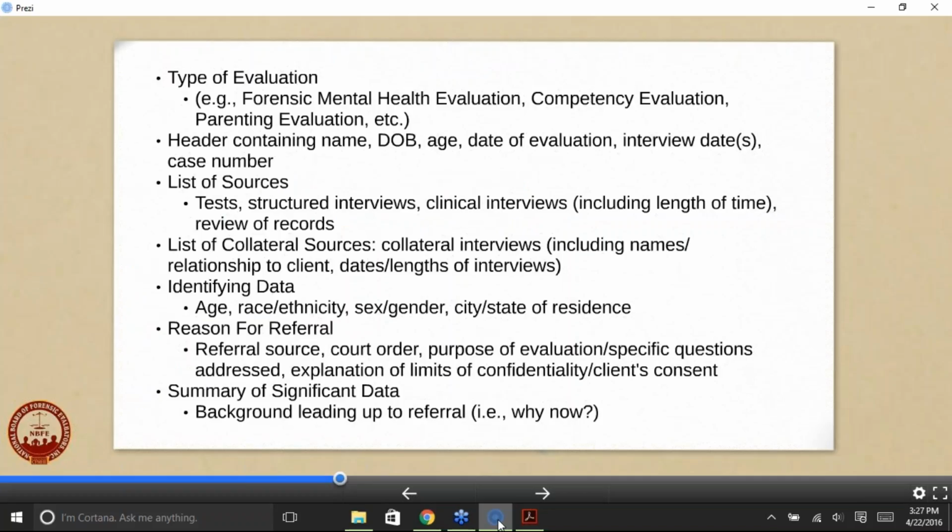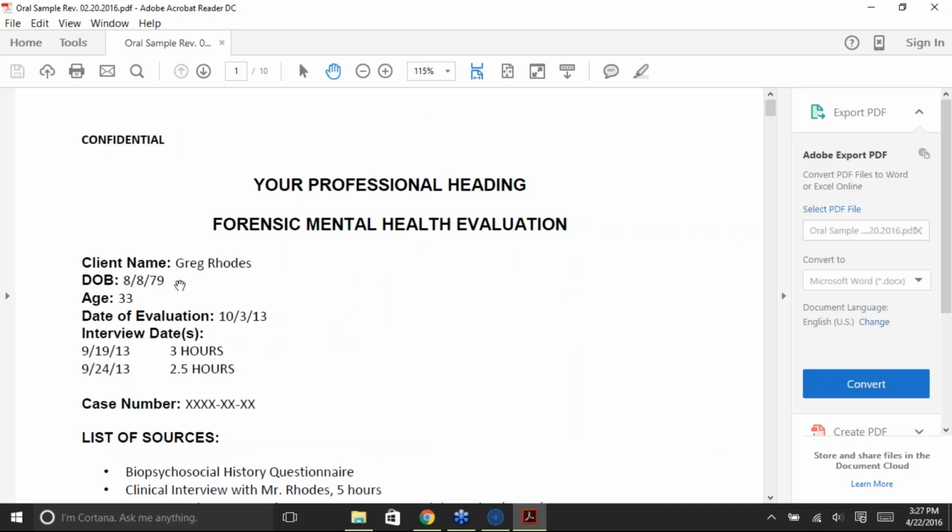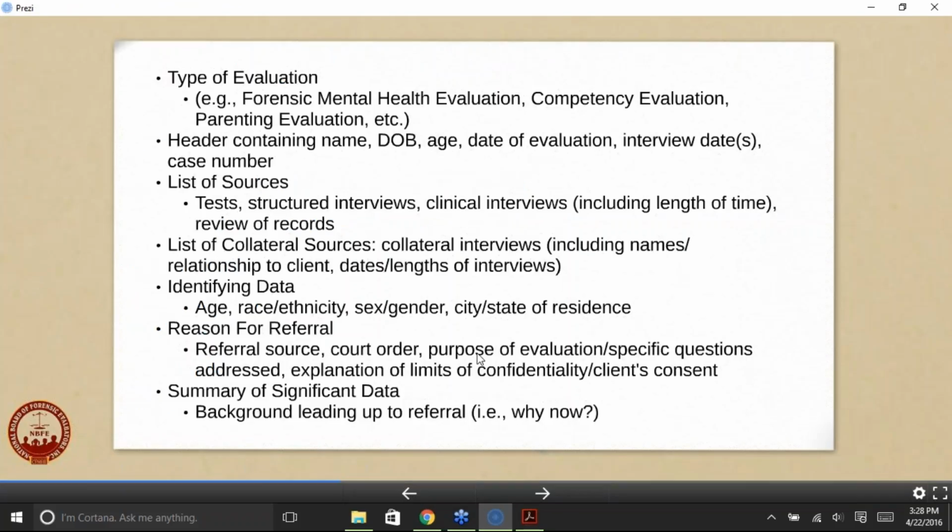Now next you go into your header, which contains the name of your client, the date of birth, the age of your client, the date of the evaluation, the interview dates, which are the dates that you actually interviewed the client, and your case number. So when we go to the sample report here, you'll see here's the client's name, Greg Rhodes, date of birth, age, date of the evaluation, and the interview dates, including the length of those interviews. So this is a client that I interviewed for 5.5 hours on 2 separate dates. And then I just kind of X'd out the case number here. So far everything's pretty cut and dried.